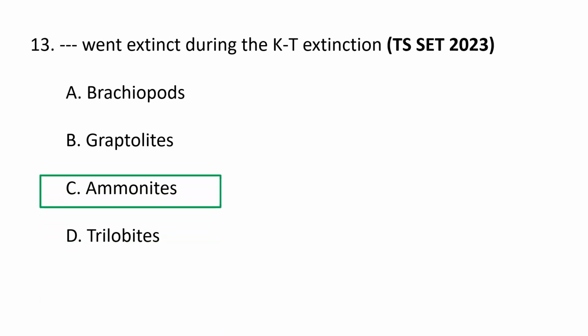Because at the end of the Cretaceous period, an asteroid collided with the Earth, and it brought on a global mass extinction. The lingering impact, an impact winter, halted photosynthesis on land and in the oceans, which had a major impact on food availability and was devastating for ammonites. So that's why ammonites went extinct during the Cretaceous-Tertiary extinction, the KT extinction. So C is the correct answer.